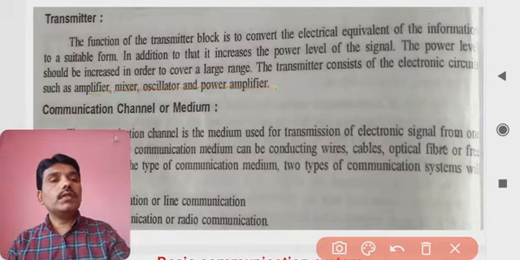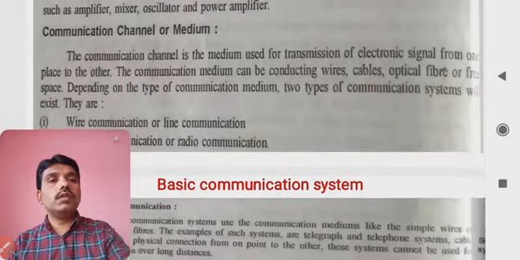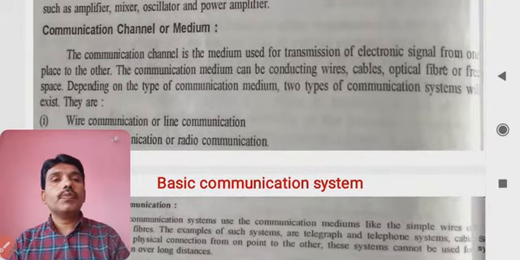Now the next one is the communication channel or the medium. This is very interesting, and nowadays it is used in very different ways.